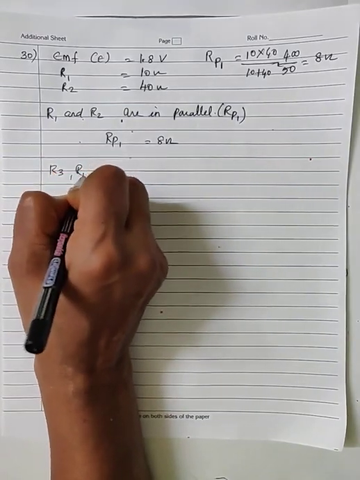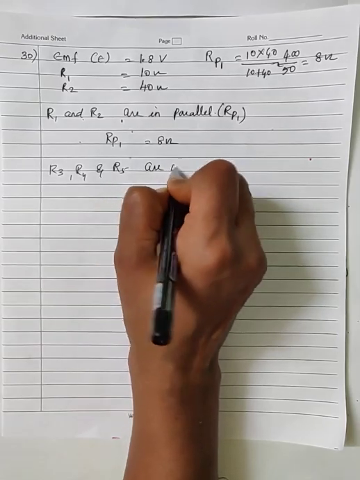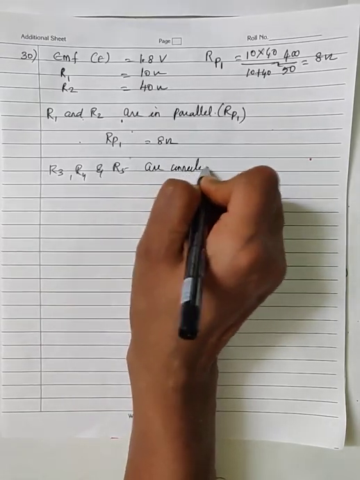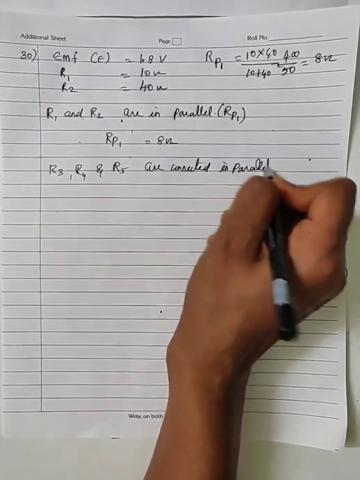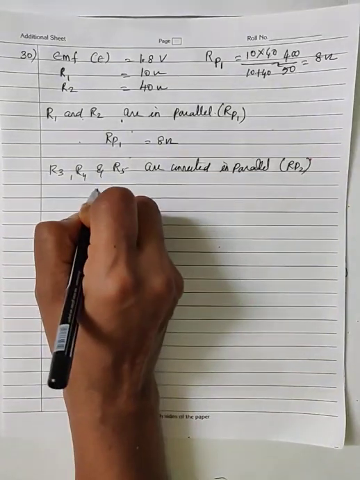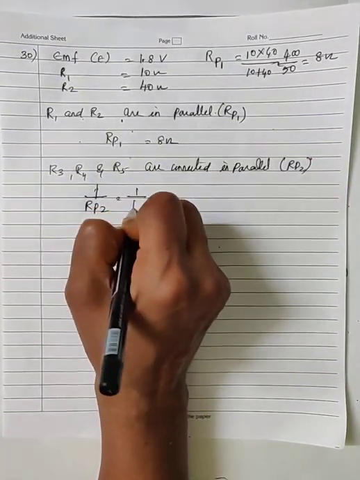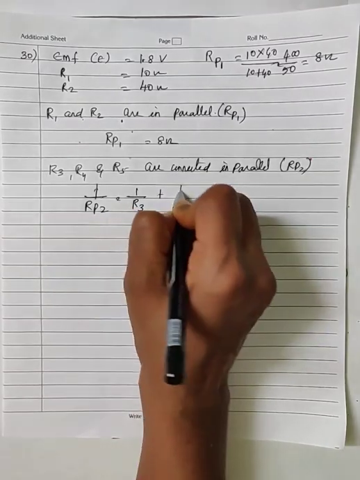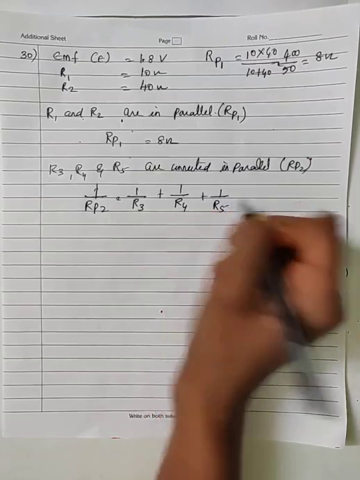R3, R4 and R5 are connected in parallel. This is the second set, connected in parallel. This parallel combination I represent by the symbol RP2. So I can write 1 by RP2 is equal to 1 by R3 plus 1 by R4 plus 1 by R5.